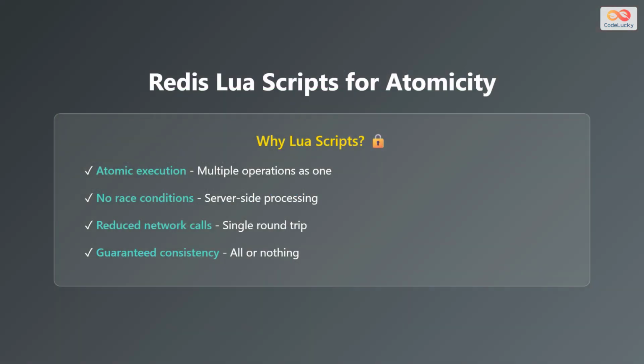Lua Scripts are programs that run directly on the Redis server as atomic operations. They are crucial for rate limiting because they prevent race conditions when multiple requests arrive simultaneously. Without Lua Scripts, you would need multiple round trips to Redis, creating gaps where two requests could both be approved when only one should be. Lua Scripts execute all operations as a single unit, guaranteeing that no two requests can slip through at the same time. They reduce network overhead and ensure perfect consistency.